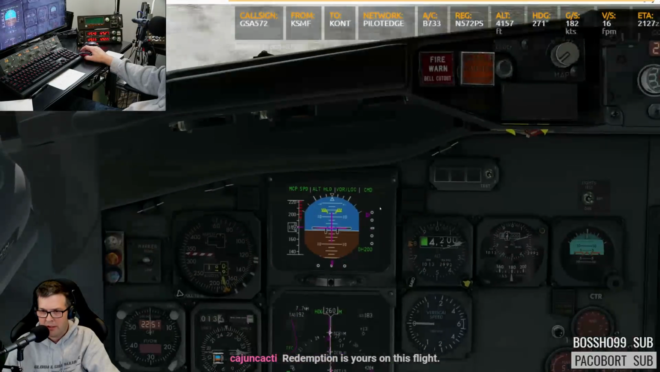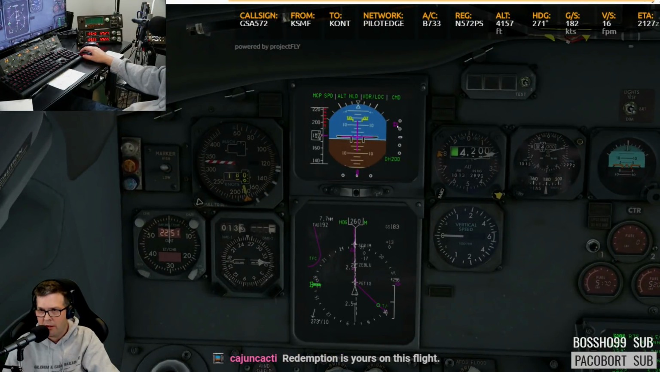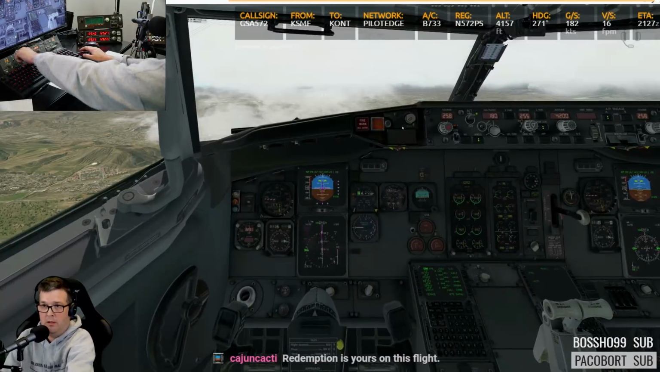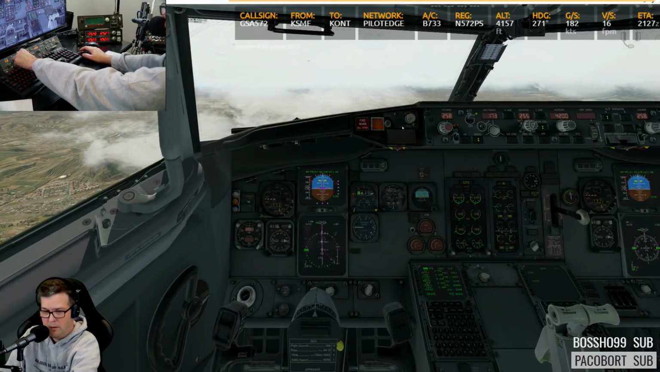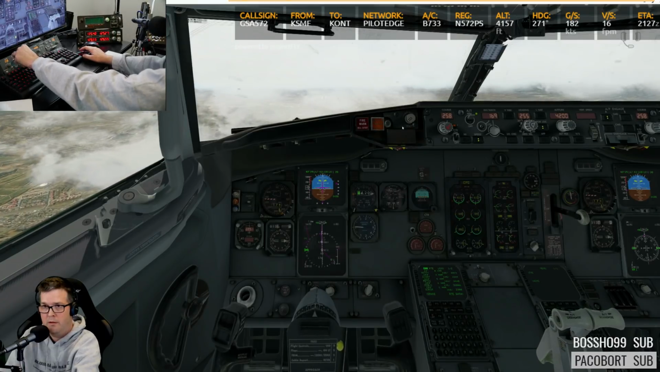Okay, that magenta line is starting to drop, as you can see there. So that's good. I'm going to slow down to 175. Or 170.